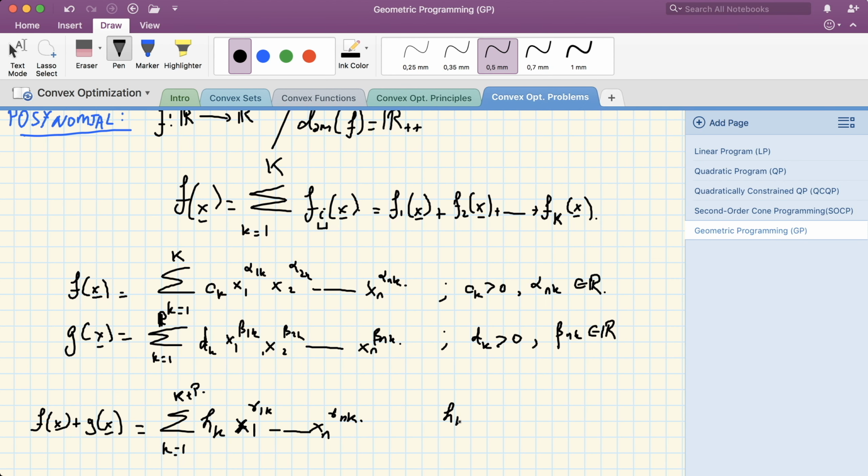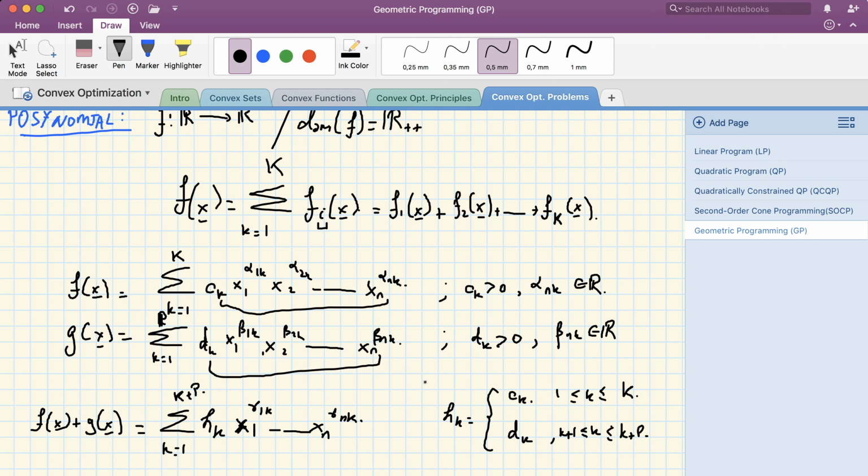So my hk is going to take values ck if k is between 1 and k. We're going to take values dk if k is between k plus 1 and k plus p, right? So I'm just choosing those terms, and then I choose those terms. And a similar definition holds for the gammas.